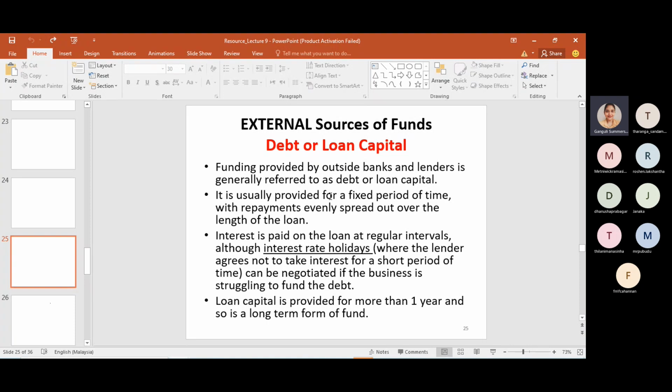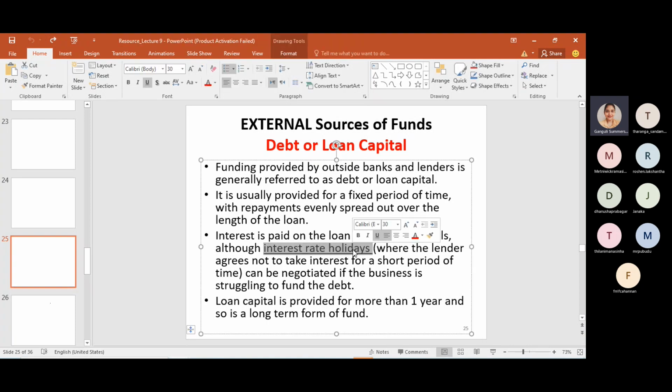Okay, and when you pay interest, there can be some interest rate holidays as well. For share capital, we don't have any interest, as we discussed in an earlier slide. But when we take a loan, the interest is always there. You need to pay the interest as well. When we are paying the interest, there can be some interest rate holidays. Interest rate holidays means the lender agrees not to take interest for a short period of time.